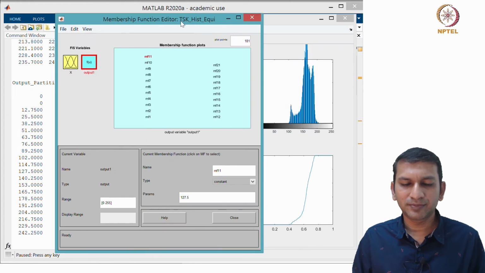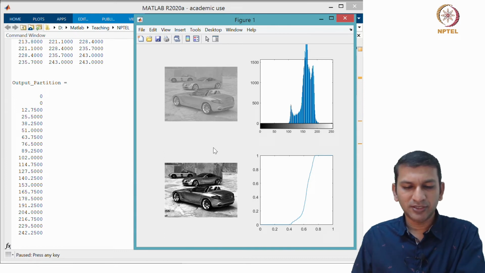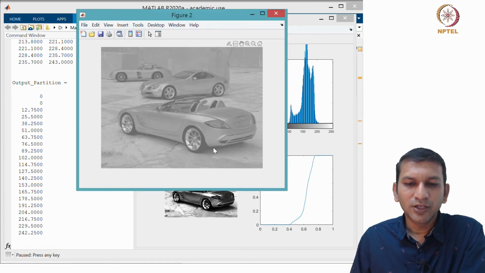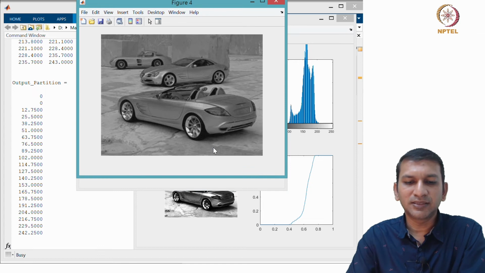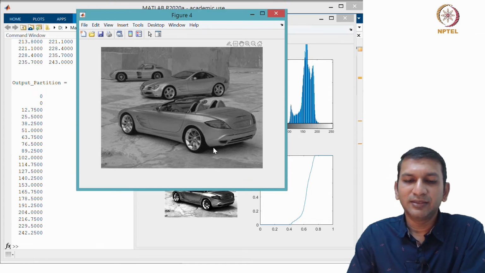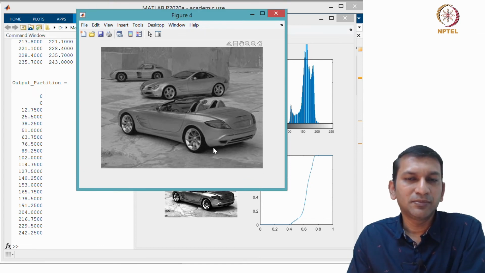Now let's look at applying this fuzzy inference system, the TSK fuzzy inference system, to these images. This is the original image we had. This is the histogram equalized image, and this is the fuzzy inference system applied image. When we gave this input image to the TSK fuzzy inference system, this is the contrast enhanced image that we obtained.